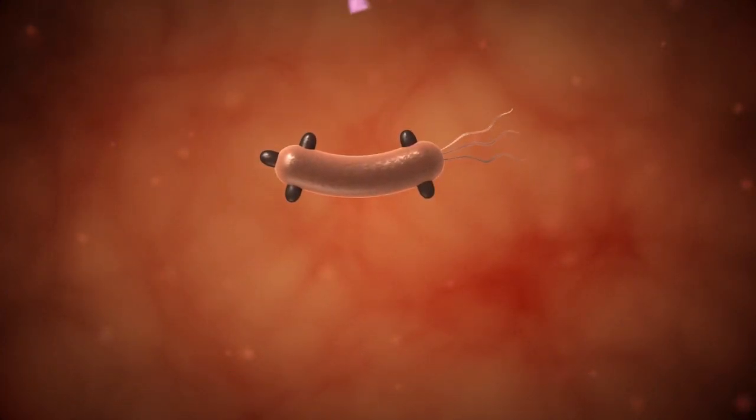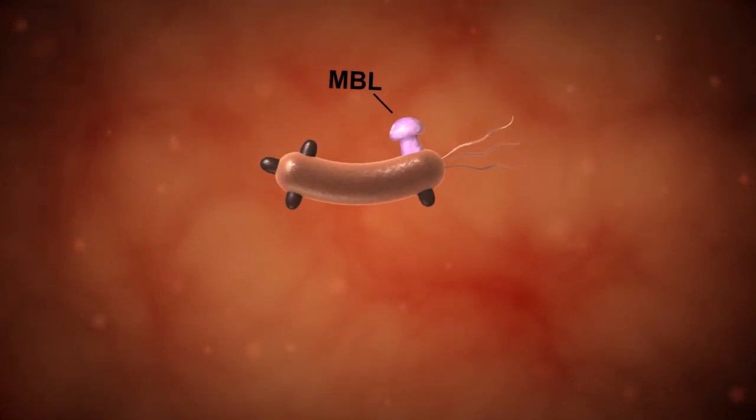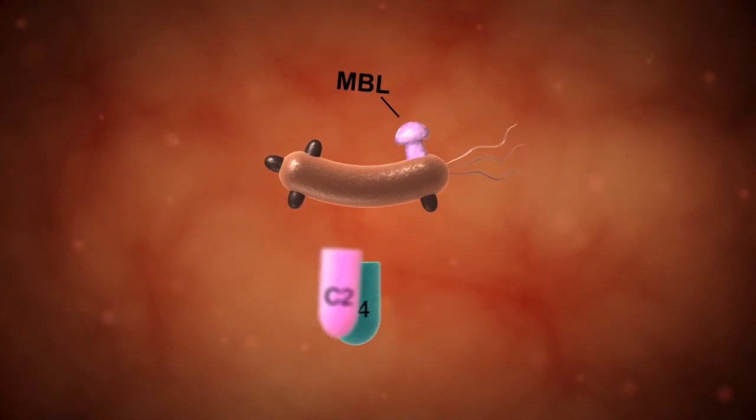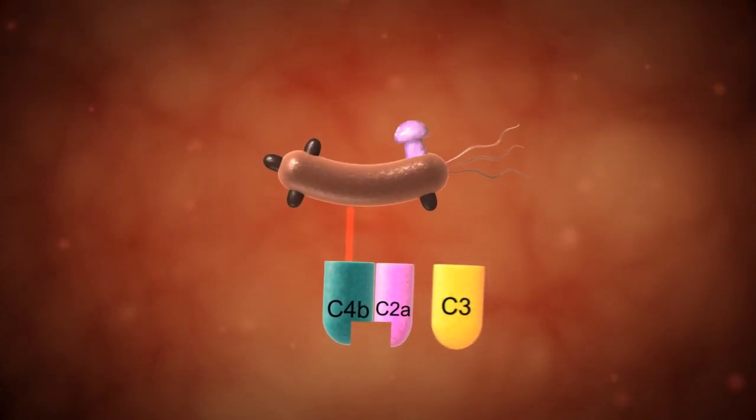The lectin pathway is activated when a carbohydrate-binding plasma protein, mannose-binding lectin, binds to terminal mannose residues on the surface glycoproteins of microbes.